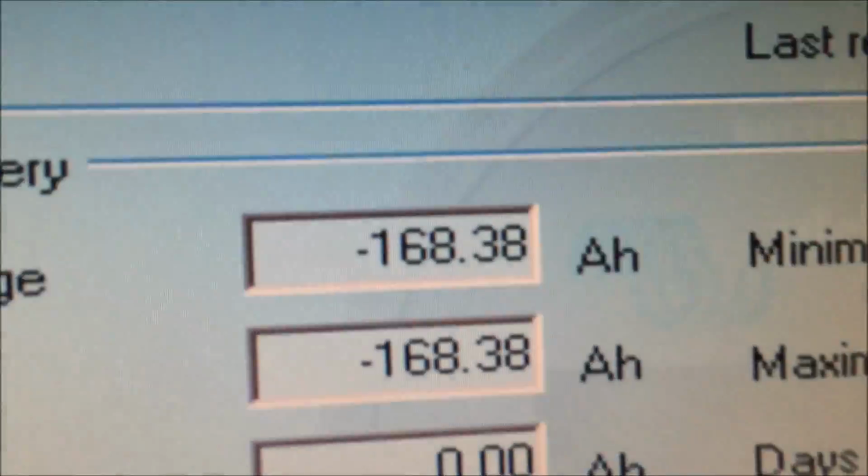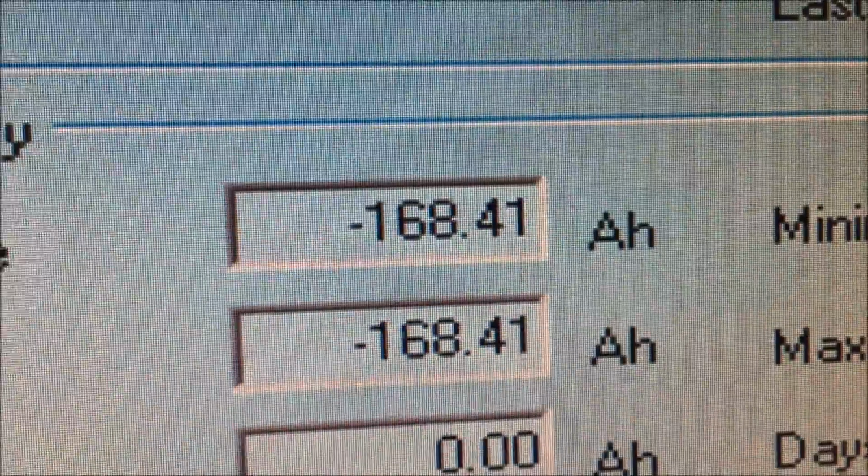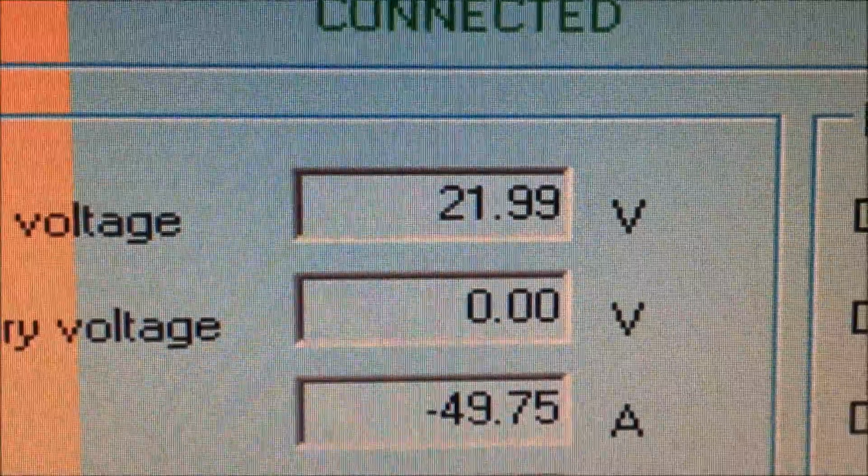We were at 3.6 kilowatt hours. So that makes it 3.9 kilowatt hours since I reset everything. So we have drawn 168 amp hours from the batteries, which I'm really happy at. And there we go, that's 22 volts. So that concludes the test.